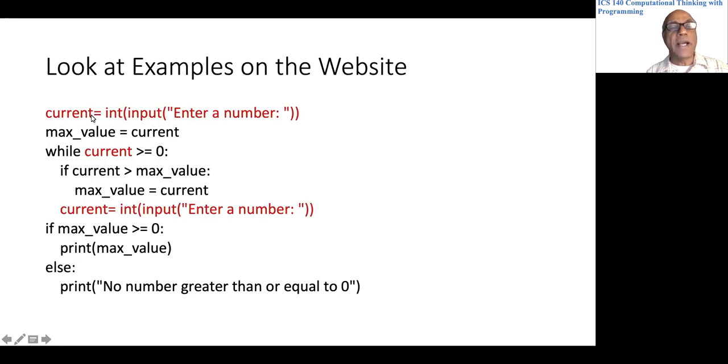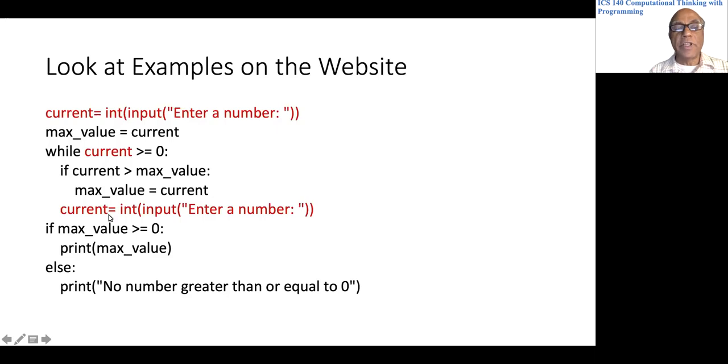So let's imagine that we got 2 as the initial value. Maximum value would be equal to 2, and current is equal to 2. Current will not be greater than maximum value. At this time, they are the same. So max value will not be changed, and we set current to the next value that the user wants to enter. Suppose the user enters 3 now. Remember, the first one was 2. If the next one is 3, that is greater than or equal to 0, current is 3, it is greater than the max value, which is 2, so max value is now equal to 3.